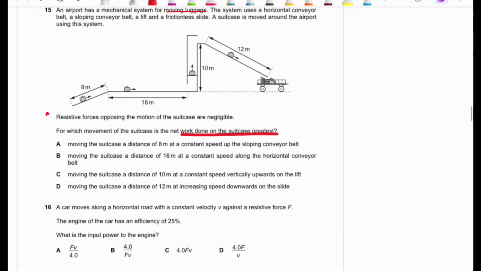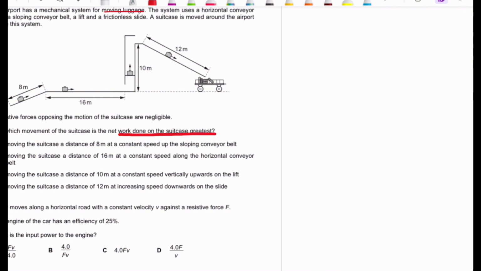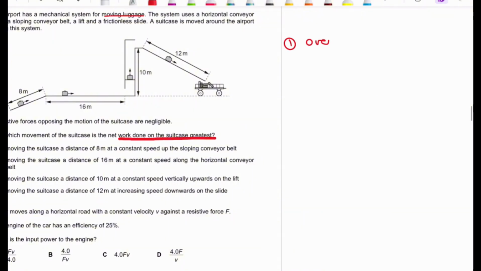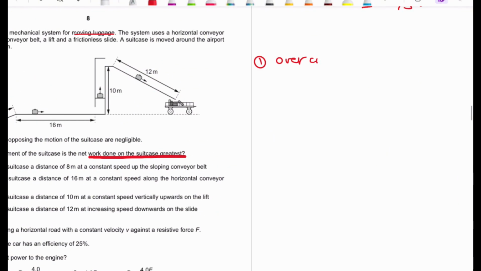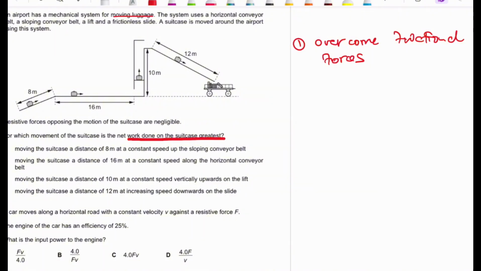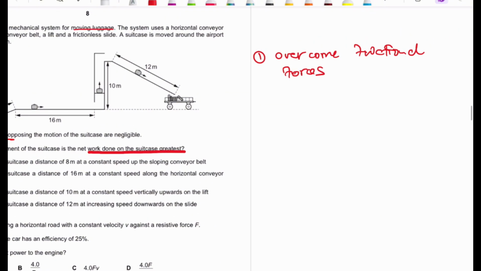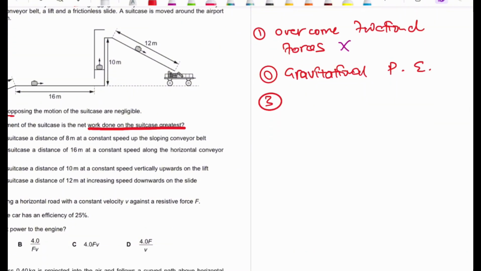Okay, so let's think about this, guys. What is the work done, basically? The work done can be in different ways. Number one, work can be done to overcome frictional forces. But get this, the frictional forces are negligible because the resistive forces are negligible. So we don't have work done to overcome frictional forces. Number two, work can be done to increase the gravitational potential energy.